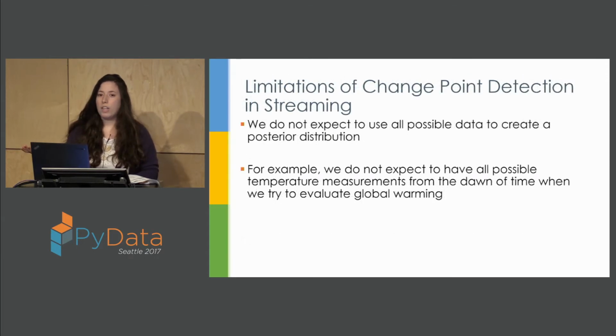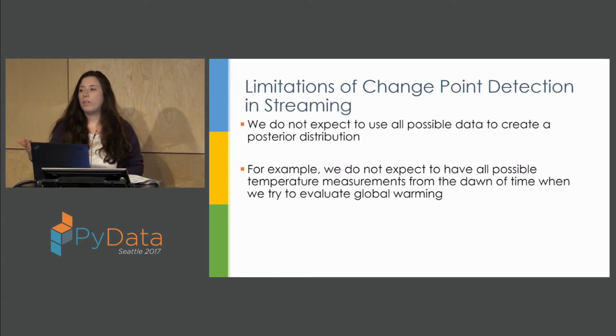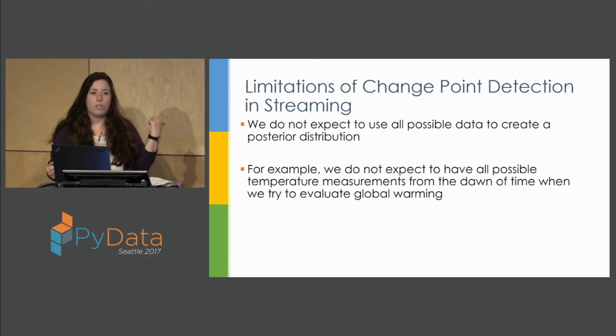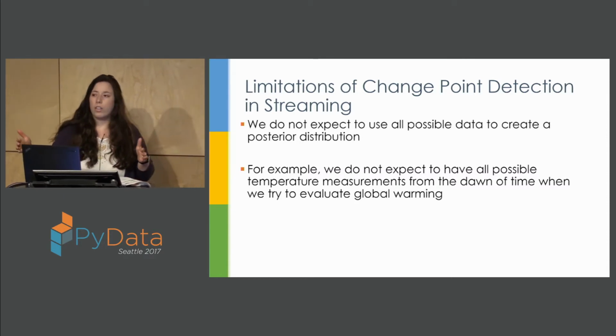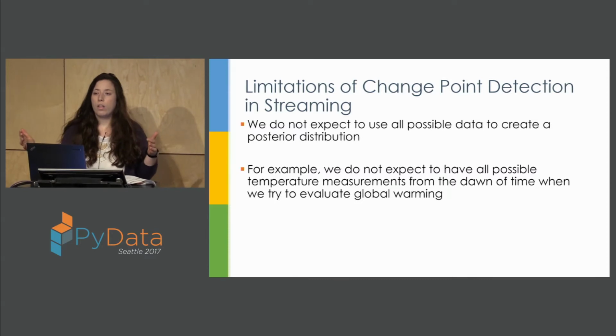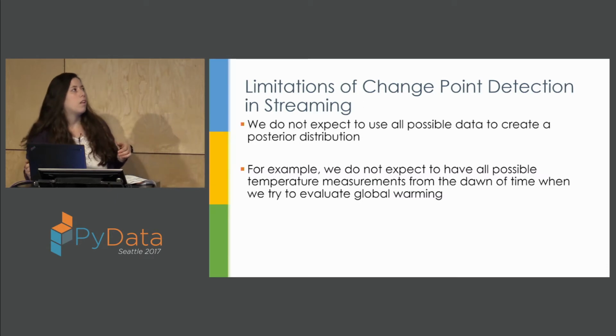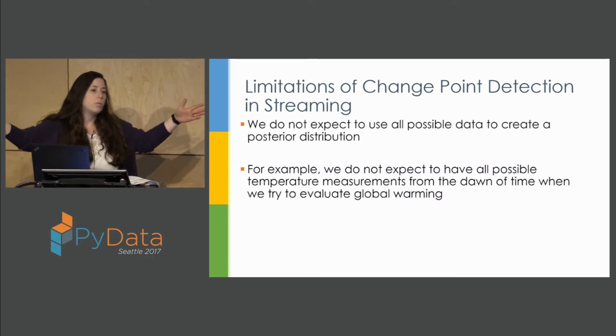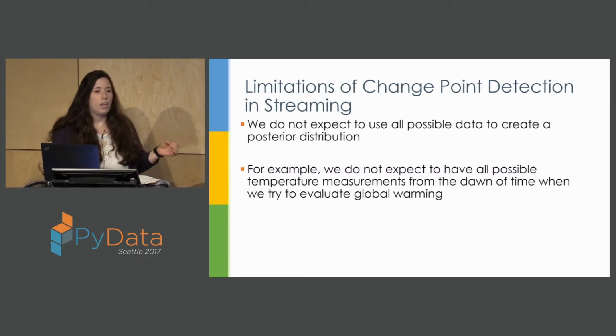A good example is global warming. If we want to determine if there's an increase in temperature today, we don't look at measurements from the dawn of time. We'll look at the last 100 years or even 200, but we don't care for thousands of years ago. So it's a reasonable assumption to make that you can pick a large window of observations in computing your posterior distribution.